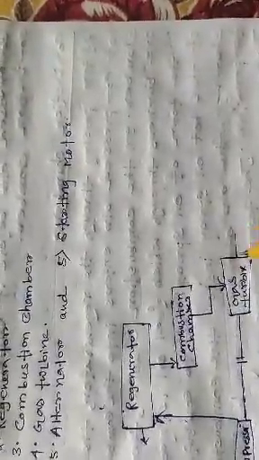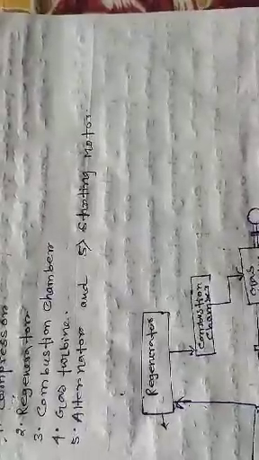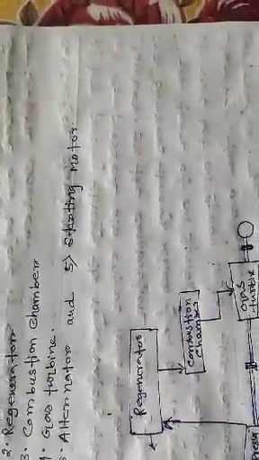After the combustion chamber comes the gas turbine, and after that the alternator. This is the shaft. This is the alternator. The shafts are connected with each other: compressor, gas turbine, and alternator.